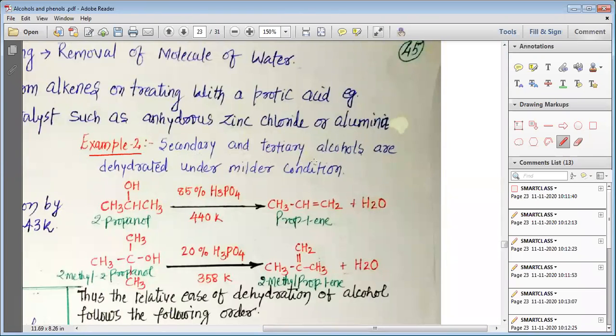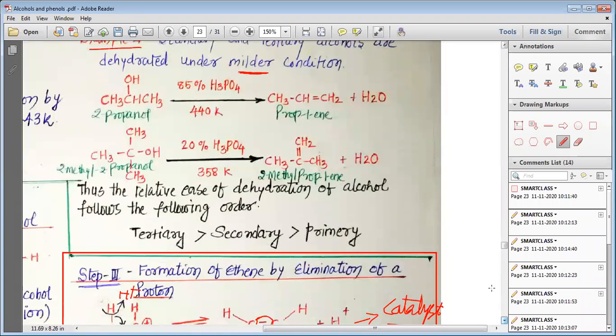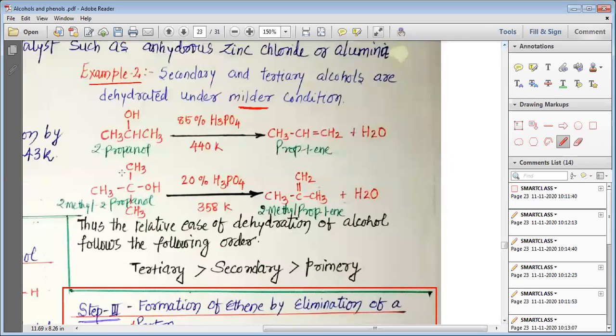Secondary and tertiary alcohols are dehydrated under milder conditions. Let us see what those milder conditions are. You can see 2-propanol, that is CH3CHOHCH3. It is converted into prop-1-ene by heating at 440 Kelvin in the presence of 85% H3PO4.